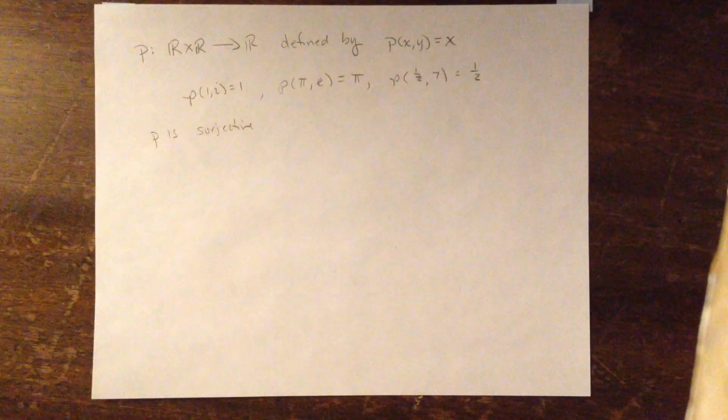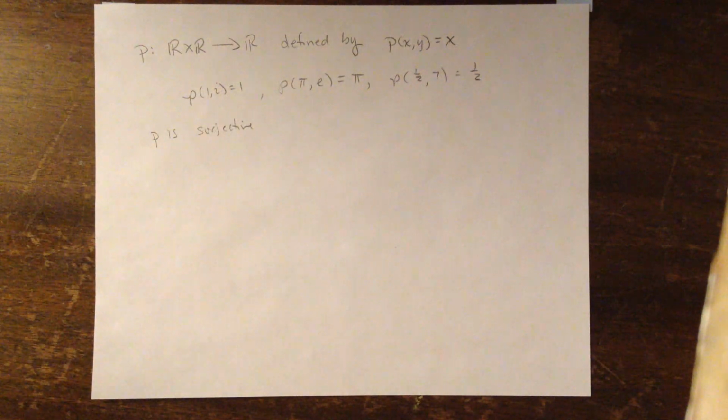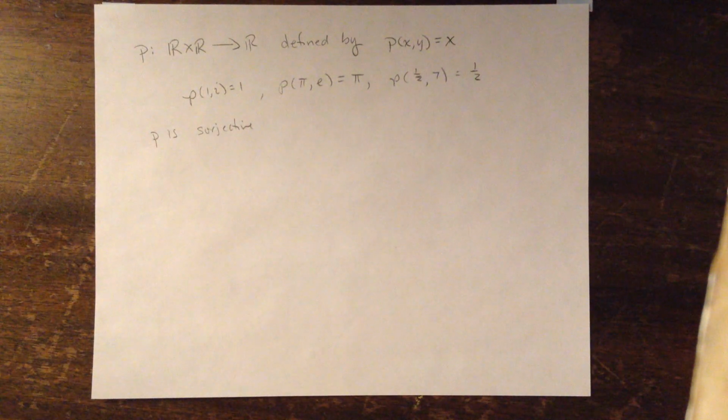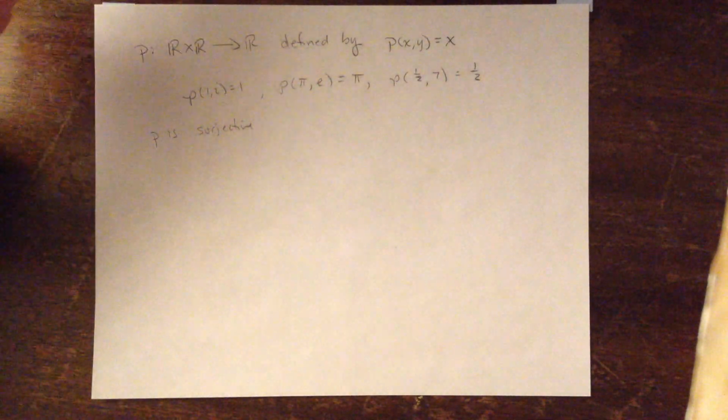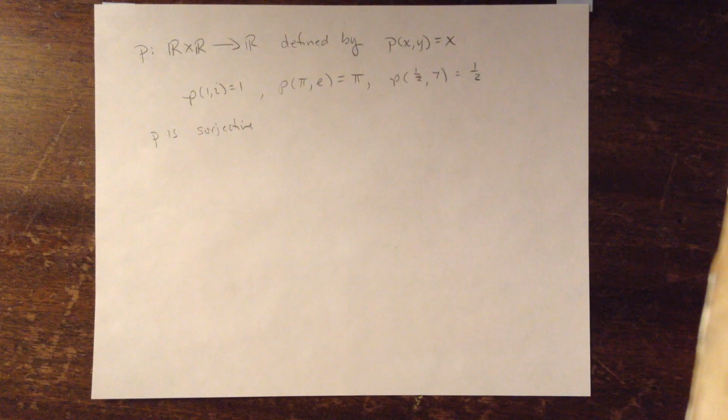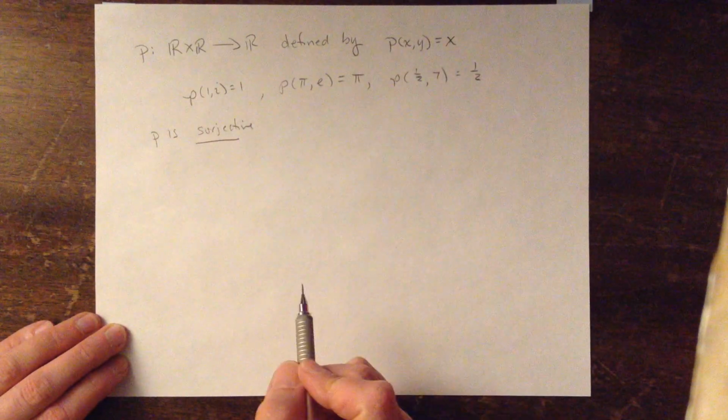because you pick any element in the reals, so you could give me any real number, like -37, and I could give you an element in here that gets sent to it. So for every element in the codomain, you can find at least one element in the domain that gets sent to that element. So it is surjective. So there's one example.